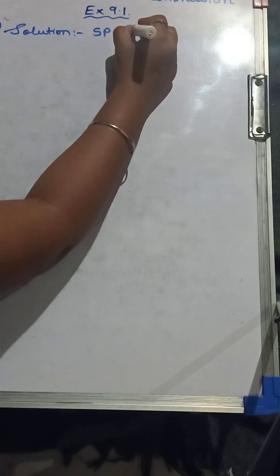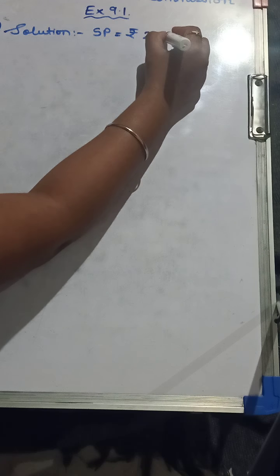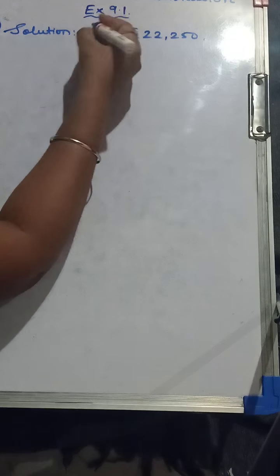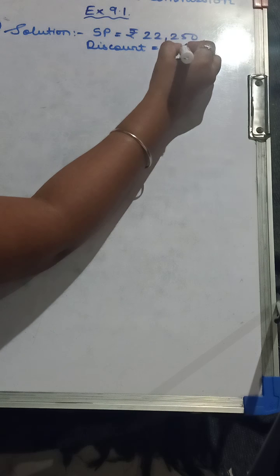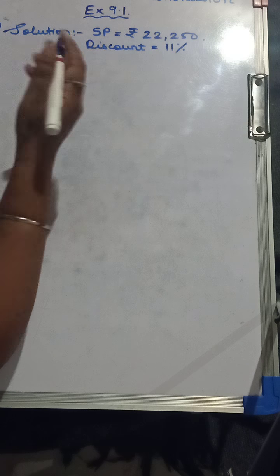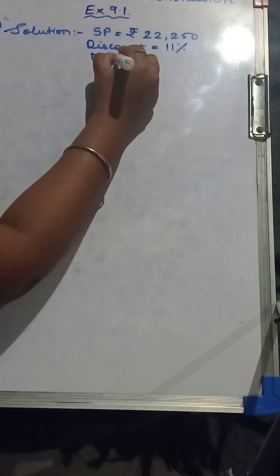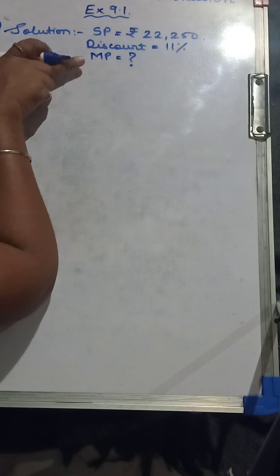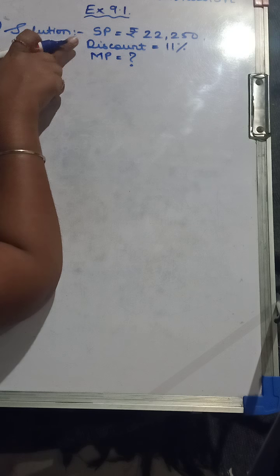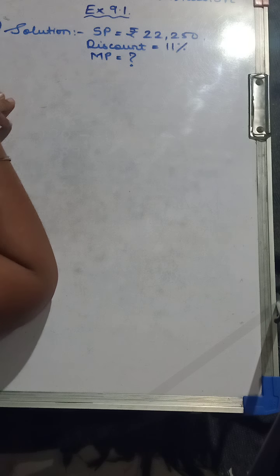So what is given here is SP, that is the selling price, which is rupees 22,250. Then we have discount, which is 11%. Okay, so discount is 11%, and what we are supposed to find is the marked price. So marked price is question mark. Selling price is given, discount is given, and marked price is to be found. But discount is given in percentage. So now we are going to assume marked price.